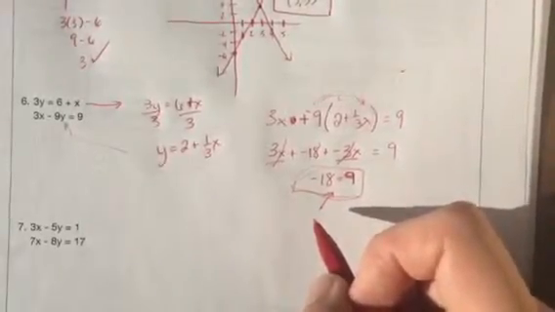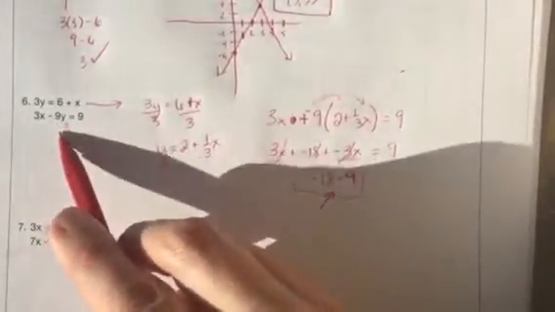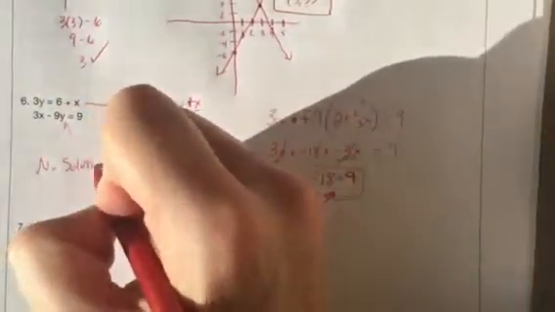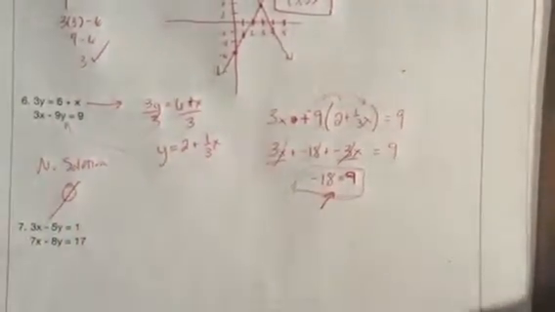And that's never true. -18 will never equal 9. So we know that there will never be a solution to this equation. So we say no solution. There's no solution. This is an untrue statement, right? This is the symbol for no solution.